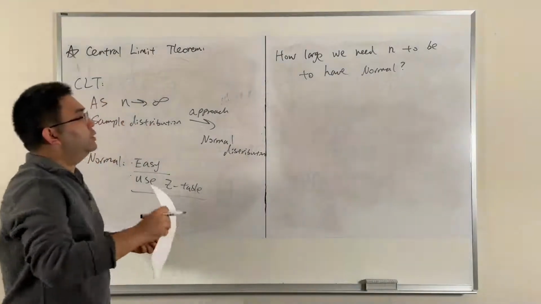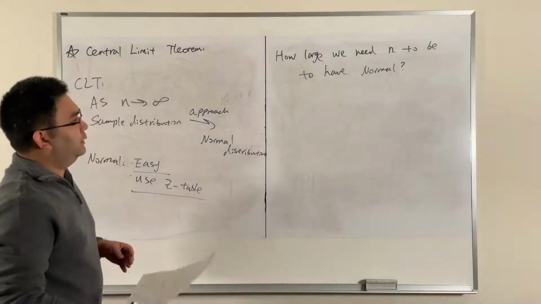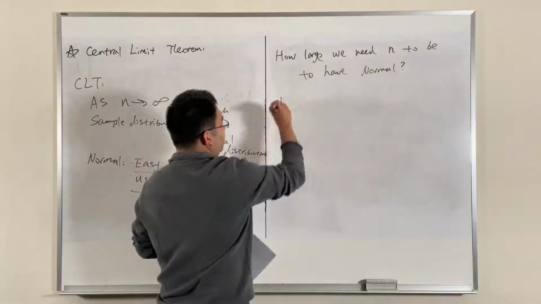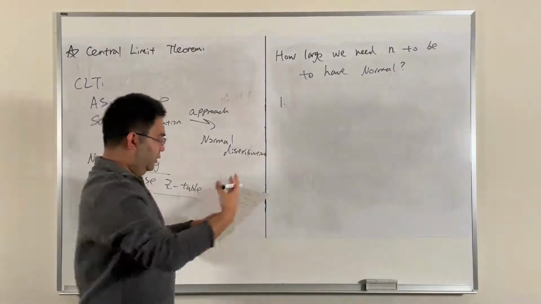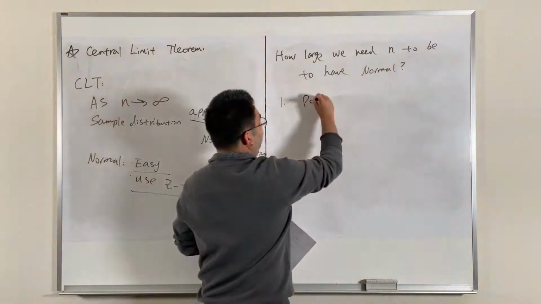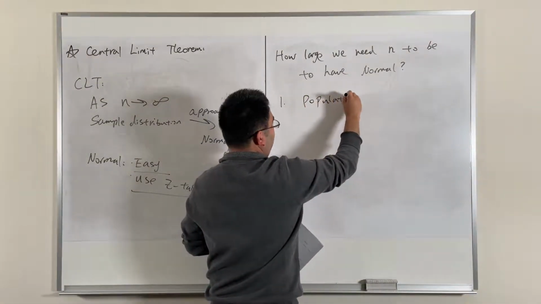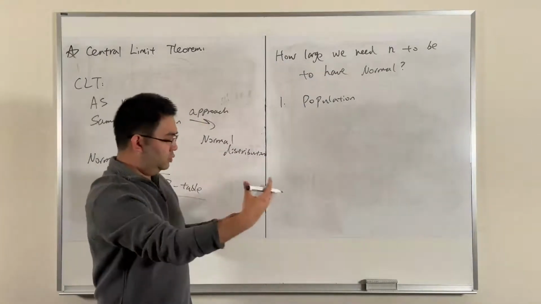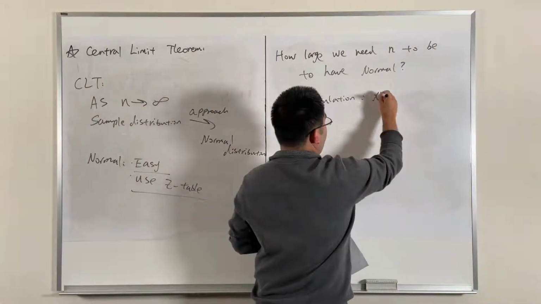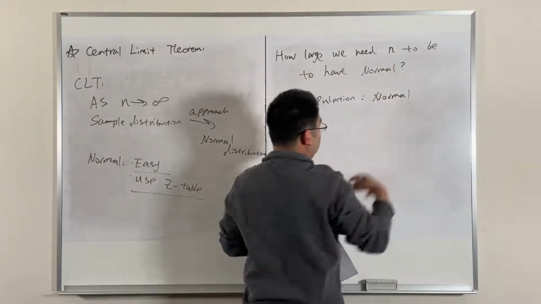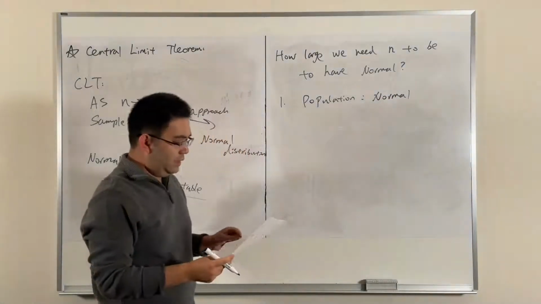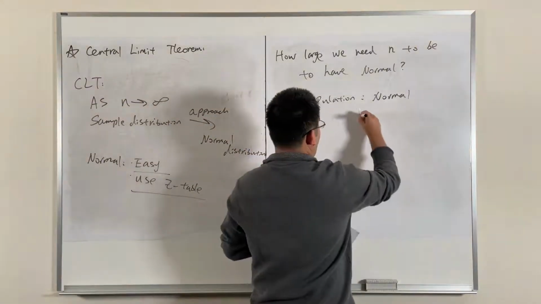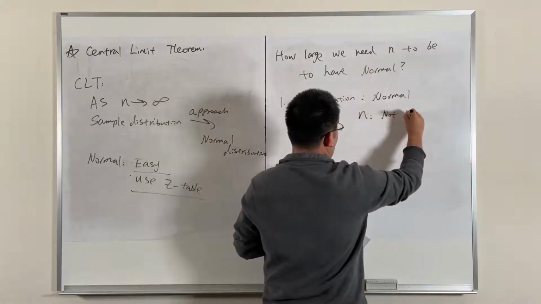And this really breaks down into two situations. So the first scenario: if the population you're picking from has a normal distribution, so the population itself is a normal distribution, then n doesn't have to be very large.